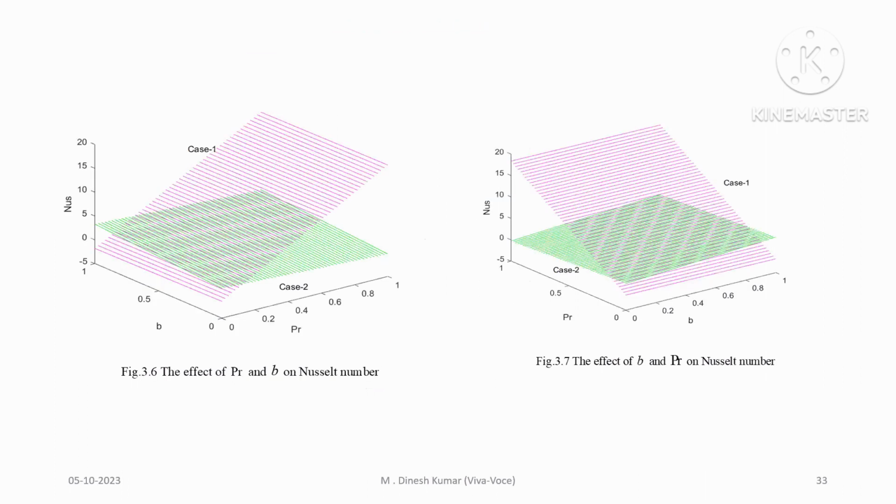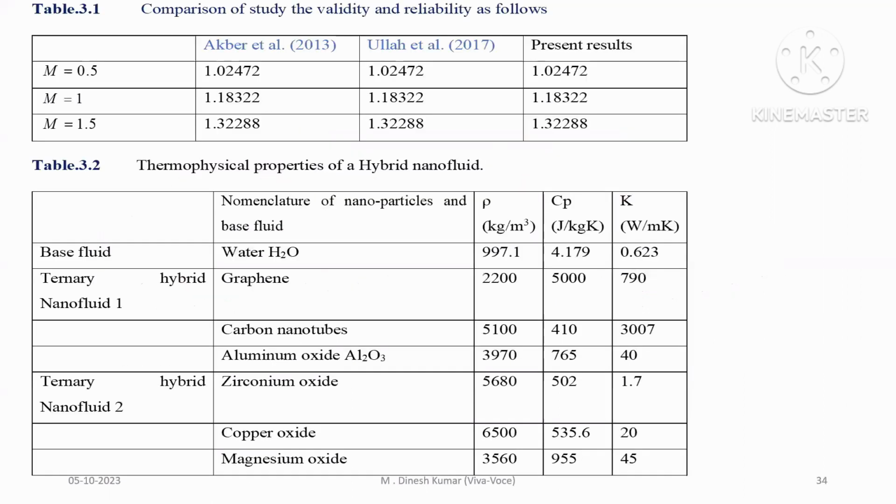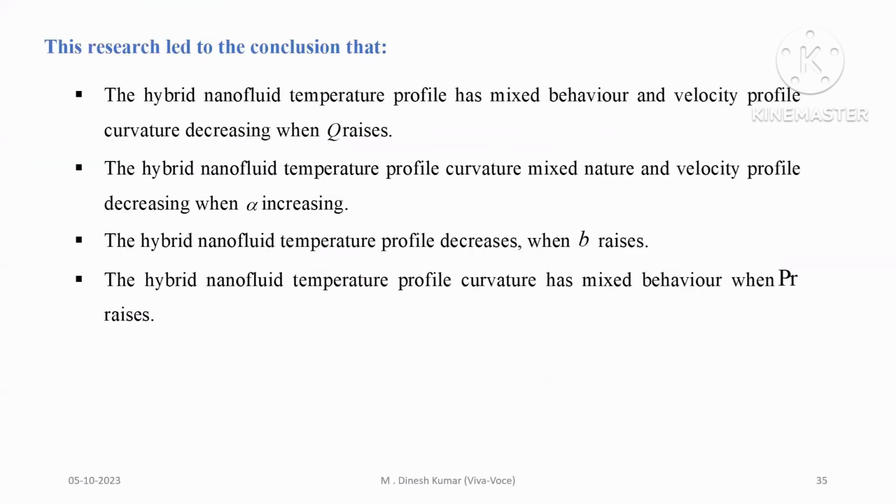These are the multilinear regression graphs. If you observe case 1 for the different non-dimensional parameters, case 1 has more dominance. Why is it happening? Because the thermal conductivity of case 1 particles is higher compared to case 2 particles, as you can see below. So case 1 particles have a higher heat transfer rate compared to case 2. Whatever I explained now in graphical form, I wrote as a conclusion here. Next chapter.